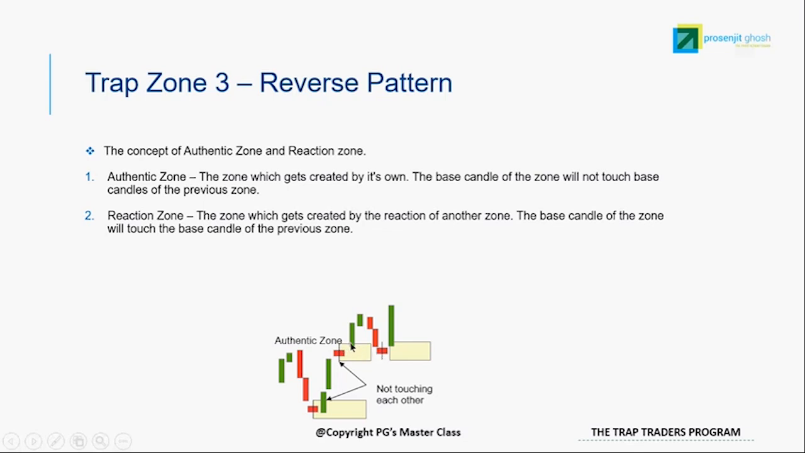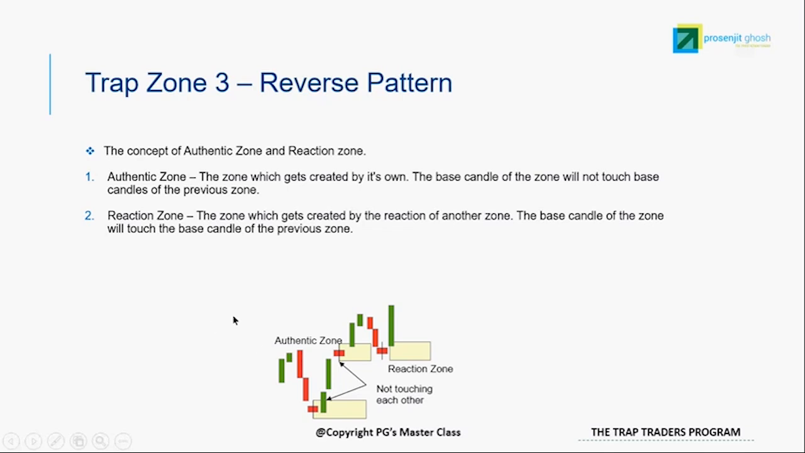It can be a fine touch. That's absolutely okay. In that case, it will be a reaction zone. Now, mostly drop based rallies and rally based drops are reactionary zones, right? Very few cases they become authentic. Rally based rallies and drop based drops, many a times you will find them as authentic rather than reactionary. Very few times they are reactionary zones.